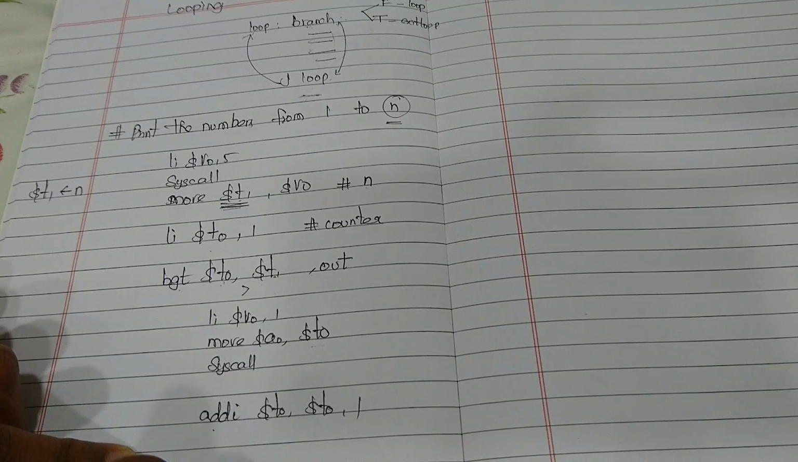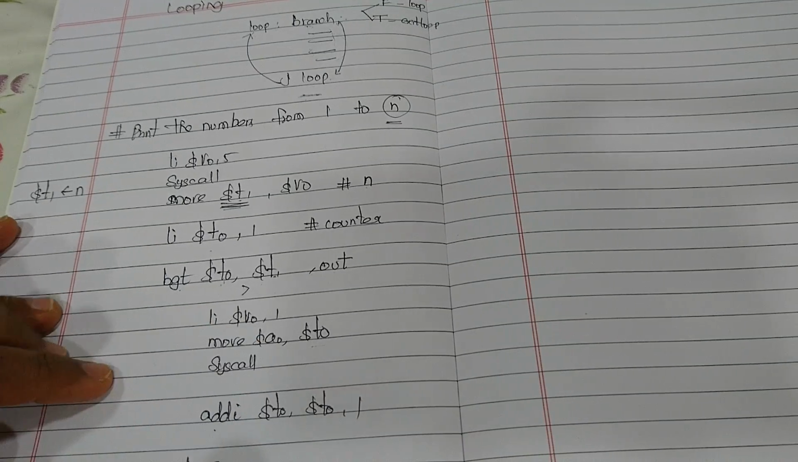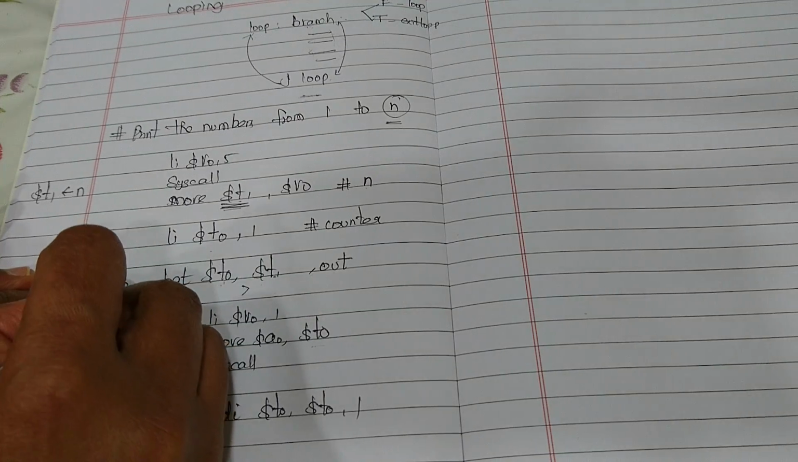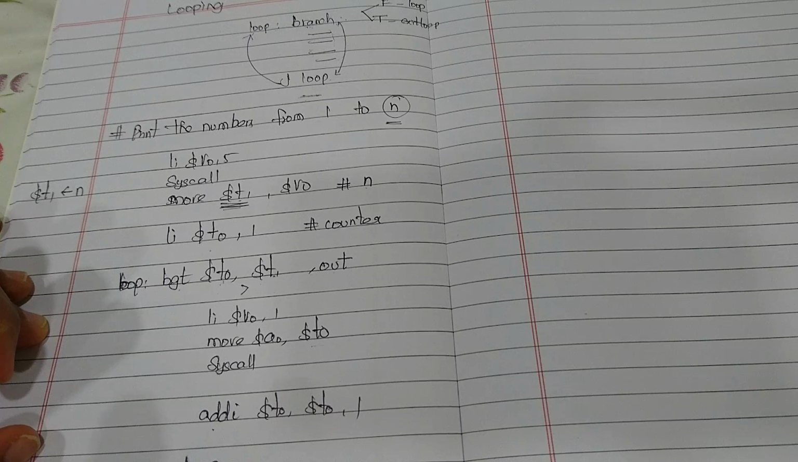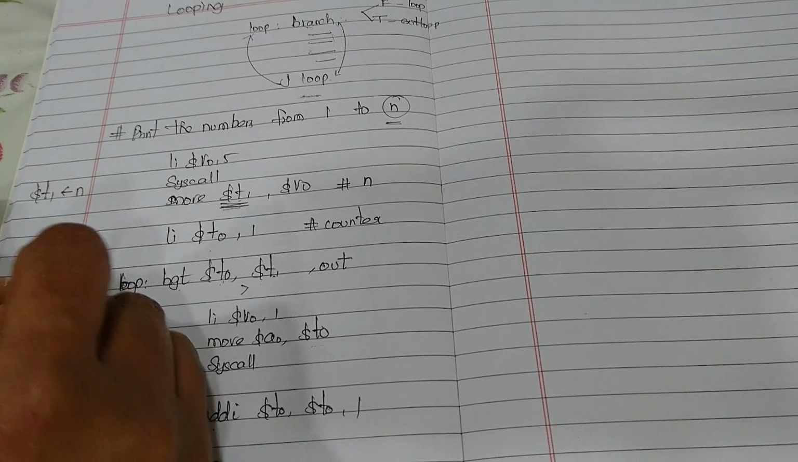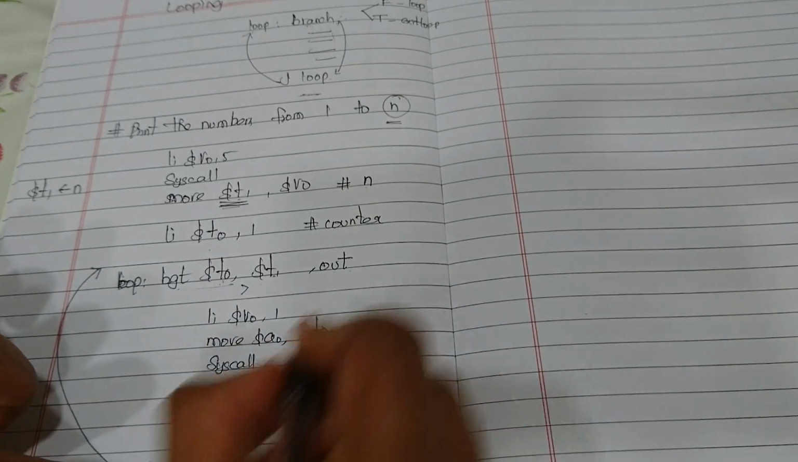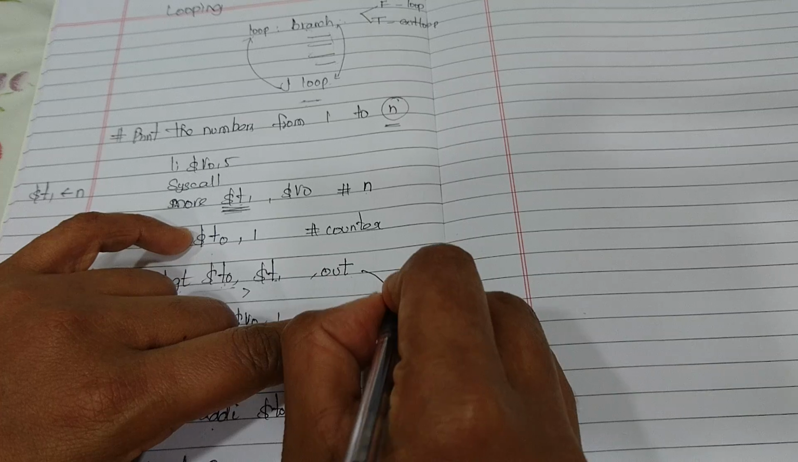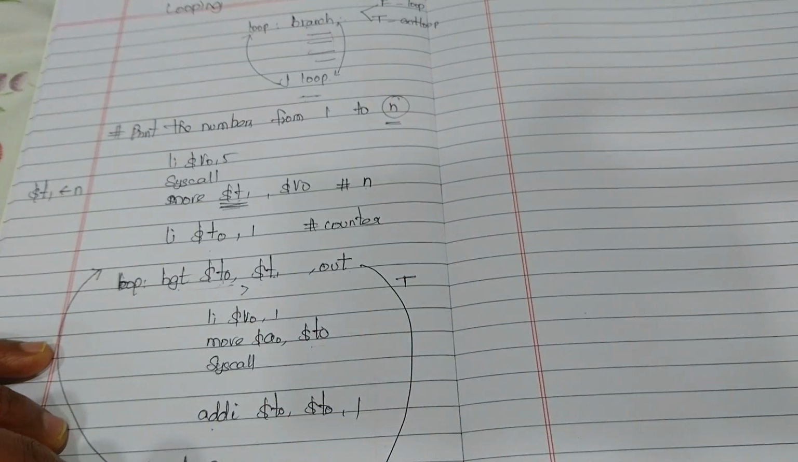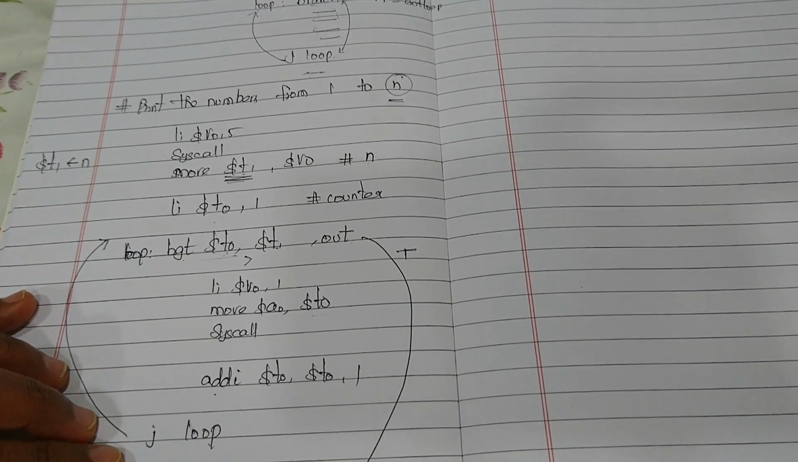Let me use the label loop. It is at the branching, loop. Then what will it do? It will go back again, and then it will check the condition. If the condition is true, it will go out. True means it comes out. So here it is, out. And if you have something to write, you write it here.